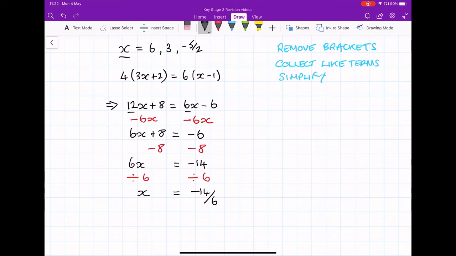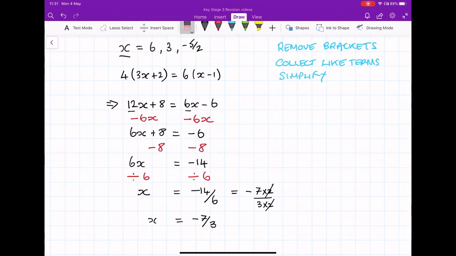So minus 14 over 6 is the same as minus 7 times 2 divided by 3 times 2. And those 2's cancel. So we have the simplest form, and our final answer is x equals minus 7 divided by 3. We have solved for x.